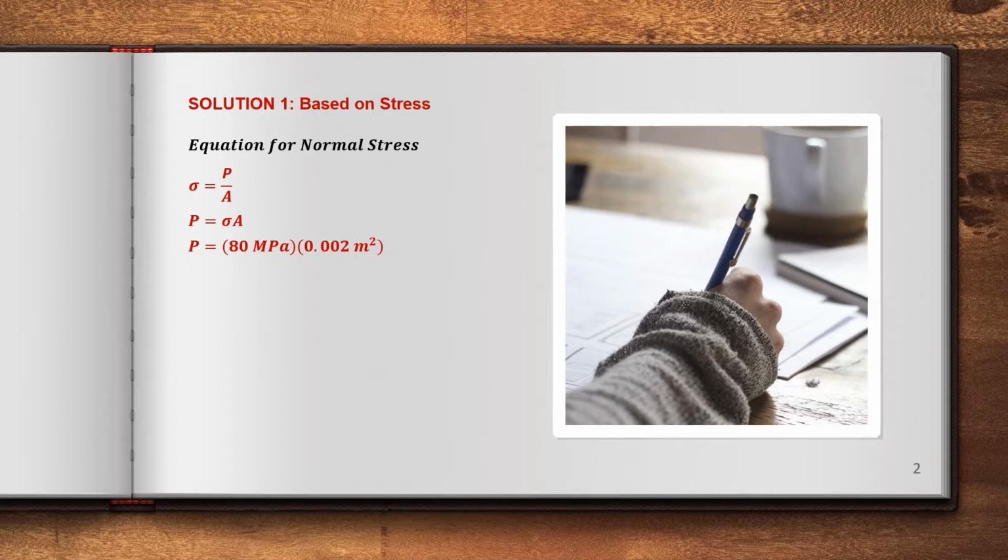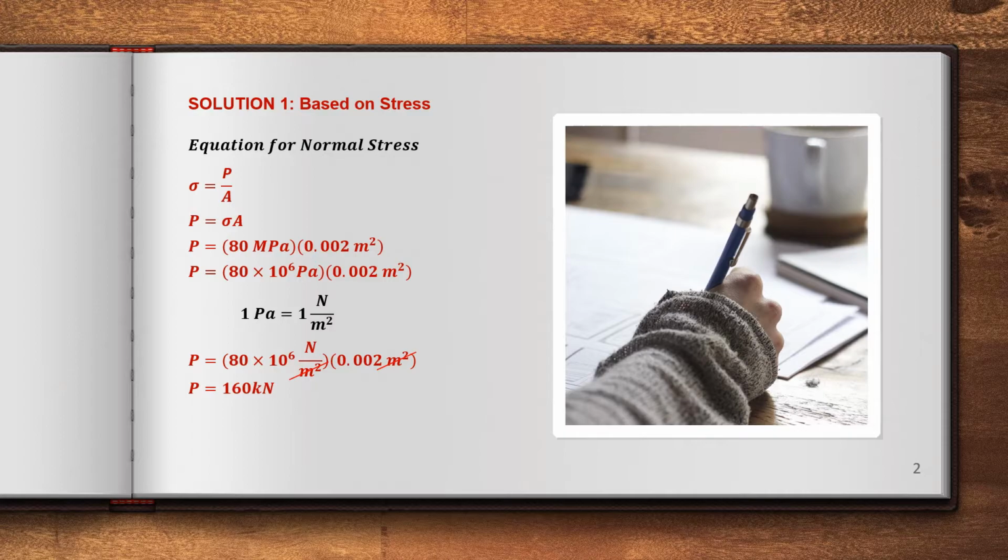So we know that M is equal to 10 to the 6. Then our equation would be like this. Our goal here is to have a final result with a unit of Newton. So in order to get a unit of Newton, we need to convert Pa to Newton per meter squared. Given that 1 Pa is equal to 1 Newton per meter squared, then we get P is equal to 80 times 10 to the 6 Newton per meter squared times 0.002 meter squared. From this step, we can now eliminate meter squared, and then by putting this into our calculator, we get this result. P is equal to 160 kilonewton.